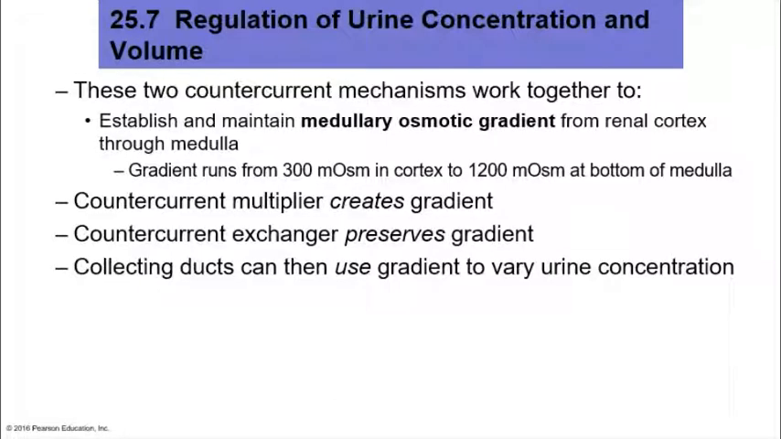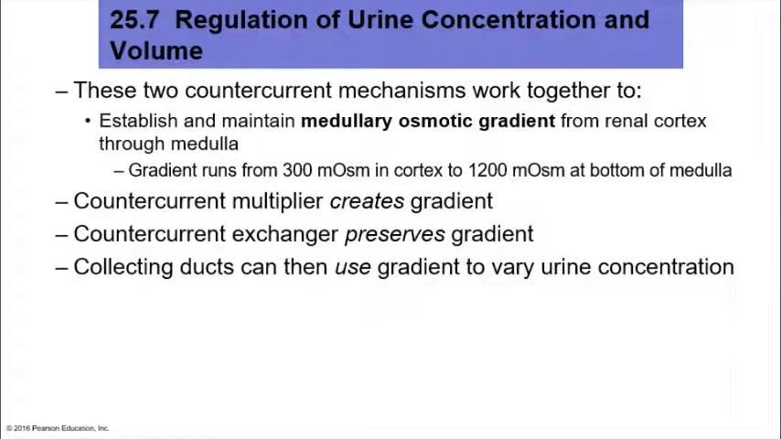How? It's thanks to this medullary osmotic gradient created by our countercurrent mechanisms, the countercurrent multiplier and exchanger. As we go through this, you're going to see it's the countercurrent multiplier, the ascending and descending limbs of the nephron loop, that's going to make the medulla more concentrated and the cortex less concentrated. While the countercurrent exchanger, the ascending and descending limbs of the vasa recta, are going to help maintain this difference. It's going to keep it going. It's going to preserve it.